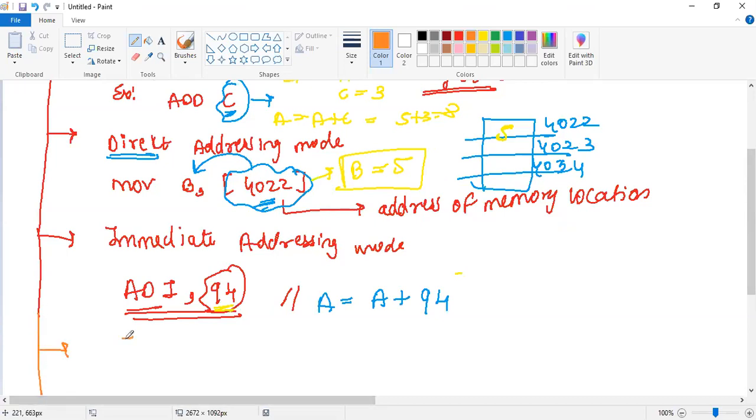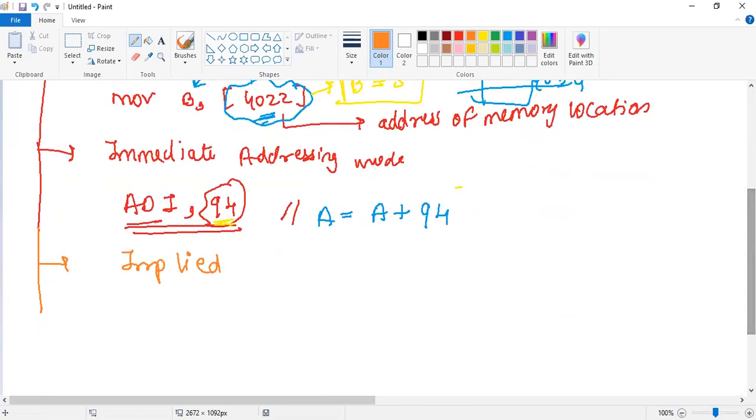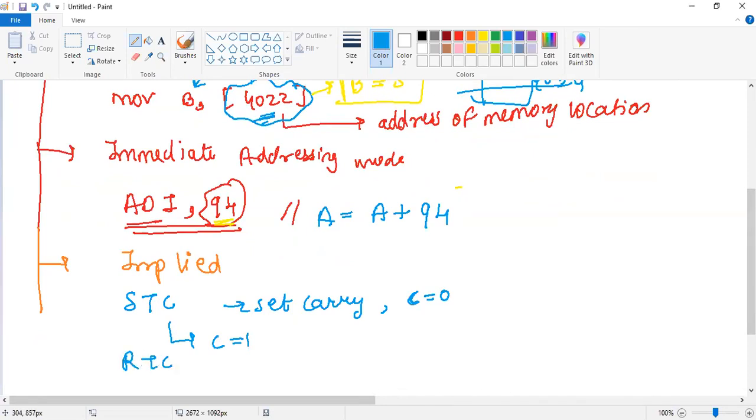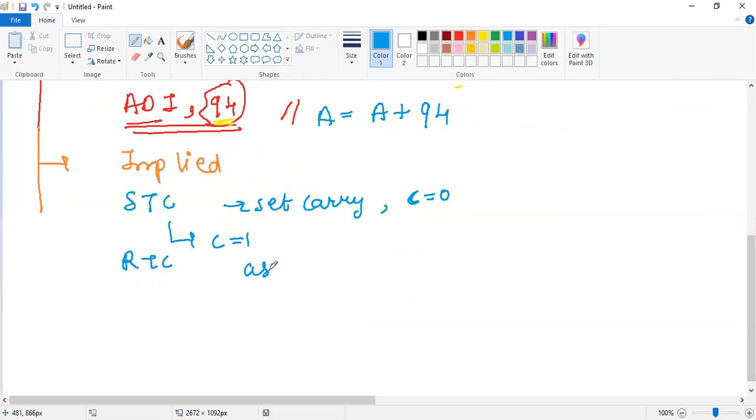Now, the next one is implied. In implied, there is no need to give anything. For example, STC. STC means set carry. Assume your carry is 0, and if you write set carry, then your carry will automatically become 1. Set means setting something. There is also something called reset, like RTC. Assume your carry is 1, and if you write RTC, then your carry will become 0, which means reset carry.